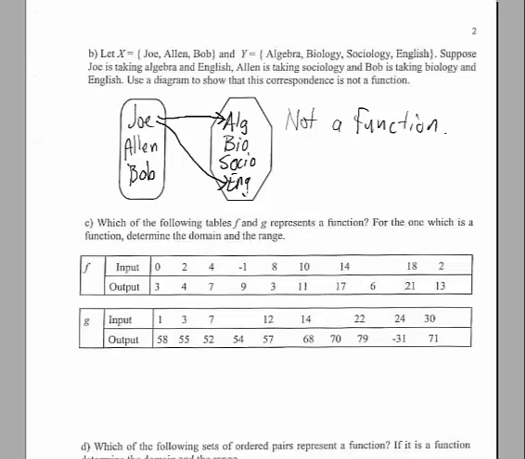Alright, so I'll just go about drawing the rest of our arrows. Alan is assigned to sociology. That's the only class he's taken. And Bob is assigned to biology, and then he's also taken English. So Bob also is assigned to two different outputs. So between Joe and Bob, we definitely don't have a function. It only takes one, though, to violate the definition of a function.